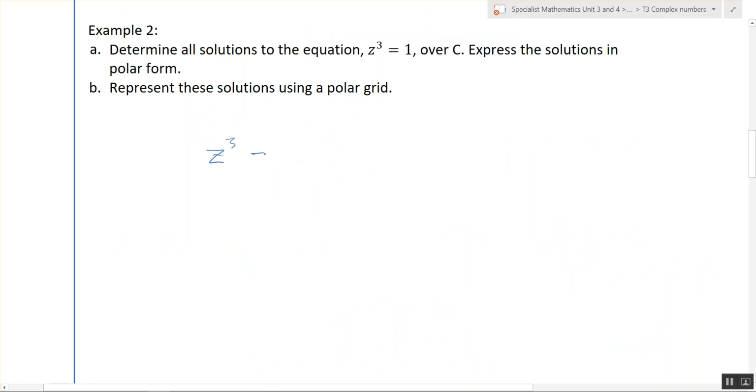So z cubed is now, or in other words, in Cartesian, it's 1 plus 0i. Yeah? In polar form, what would that be? The modulus is 1 and the argument is 0. Okay, so using those steps again, the cube root of 1 is 1.